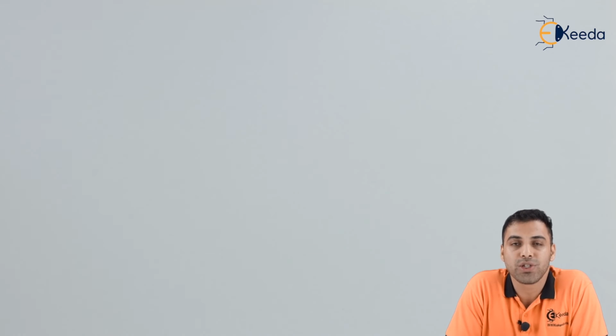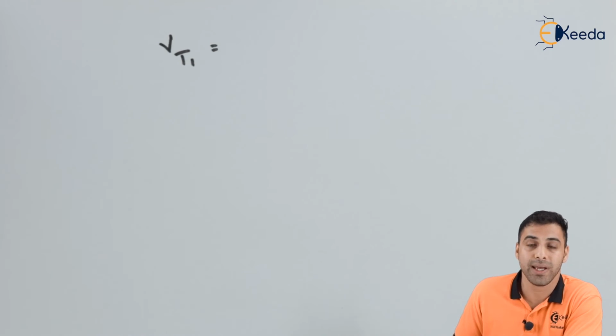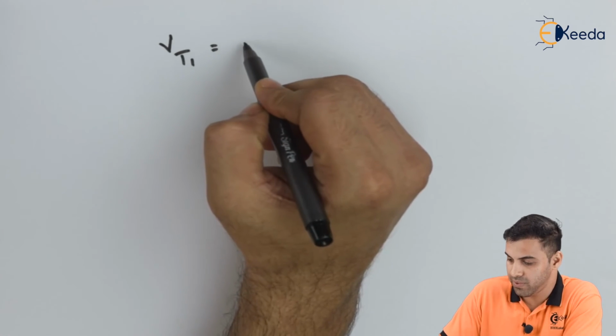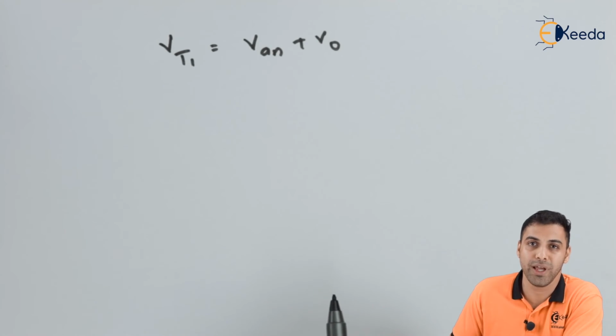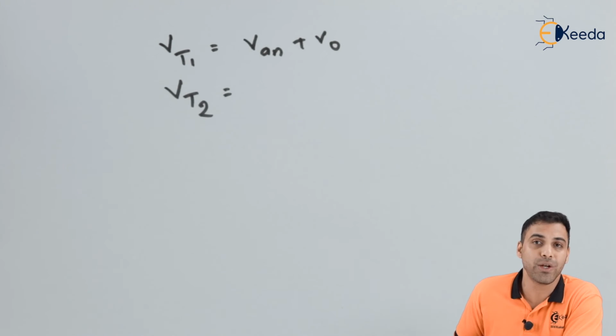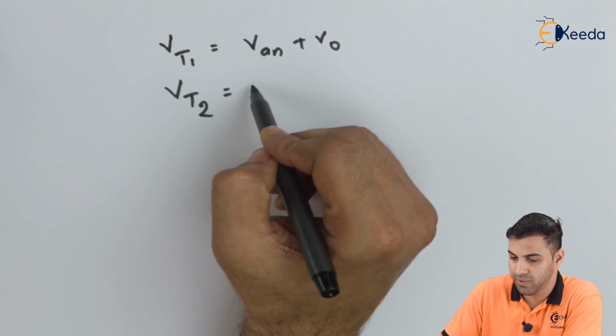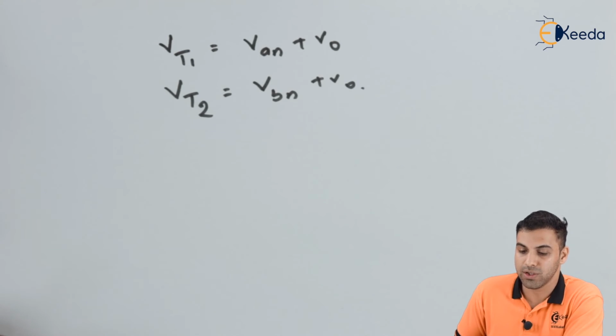Now friends, let's talk about what will be the value of the thyristor voltage. So you can see, let Vt1 be the voltage across thyristor 1. So Vt1 will be equal to VAN plus V naught. Again, Vt2 is the thyristor voltage across thyristor 2. So this will be equal to VBN plus V naught, as we all saw that.